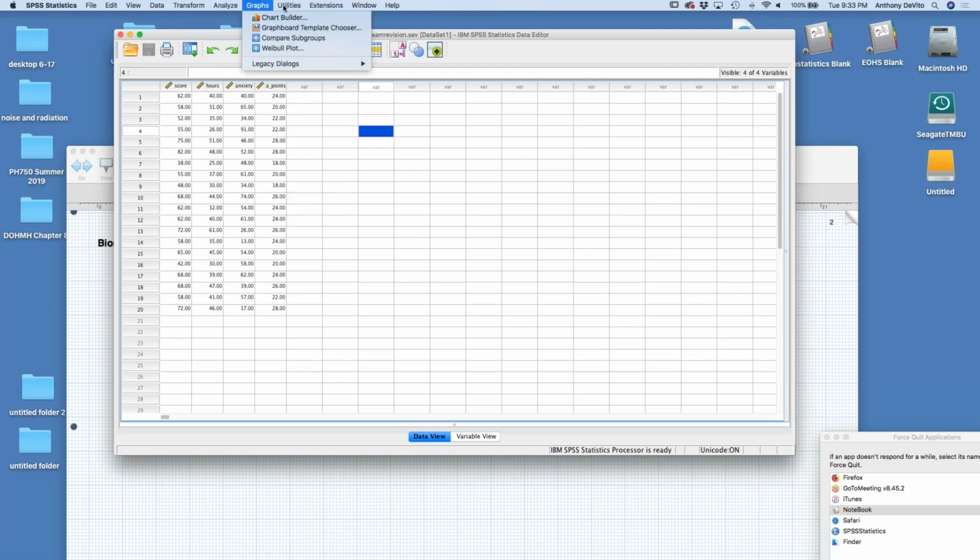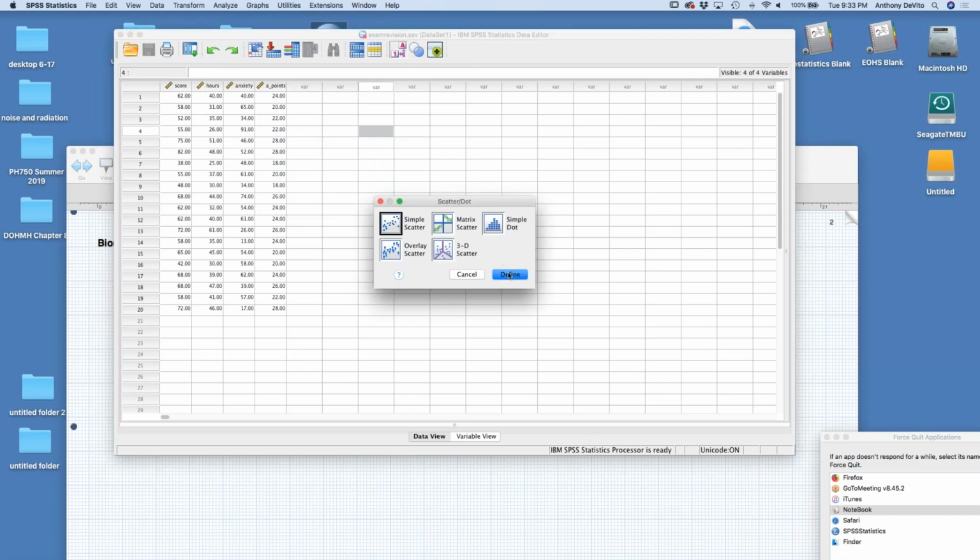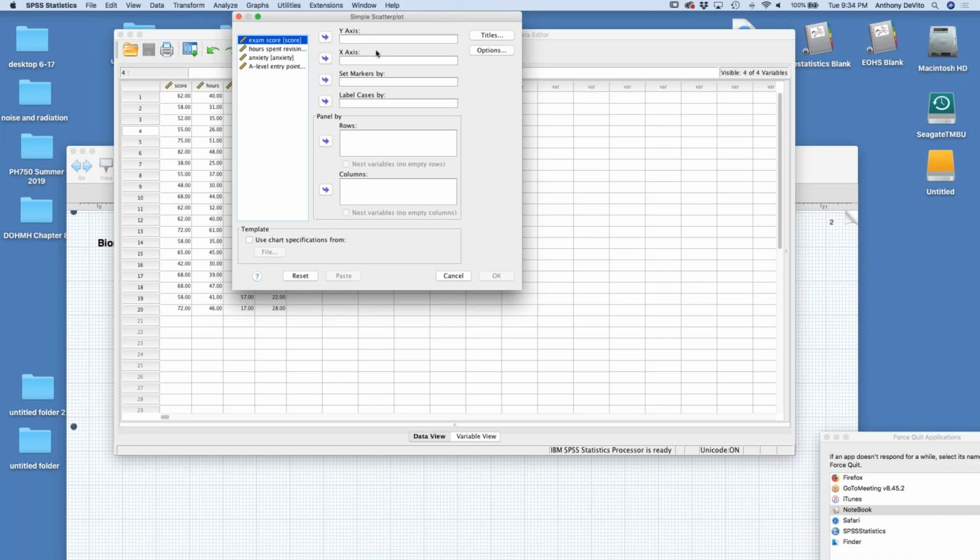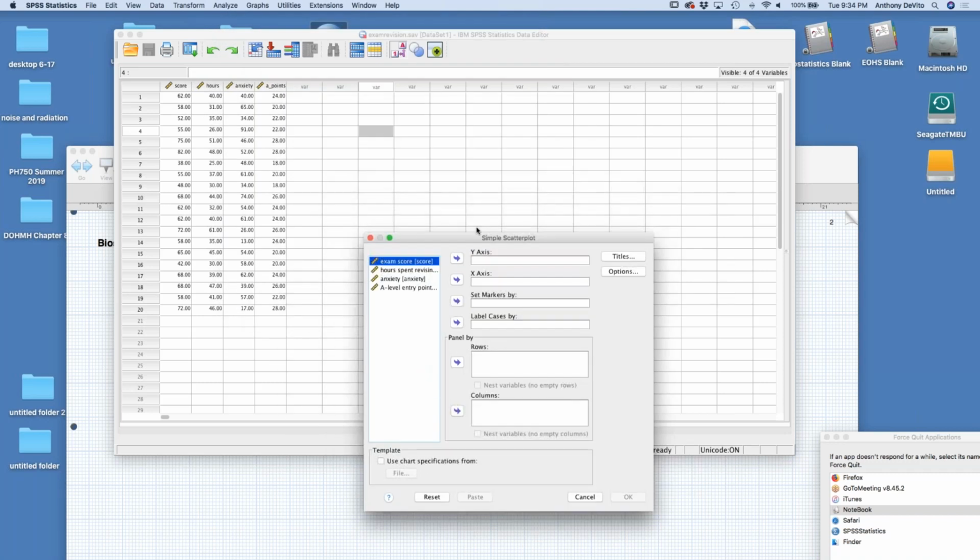I'm going to say graphs, legacy dialogs, because I'm old and I am a legacy. And I'm going to say scatter plot. Notice I said, is there an association? I didn't say, how does hours predict score on an exam? I'm not at that point. I'm just looking for an association of any kind. I'm not looking to predict one thing from another.